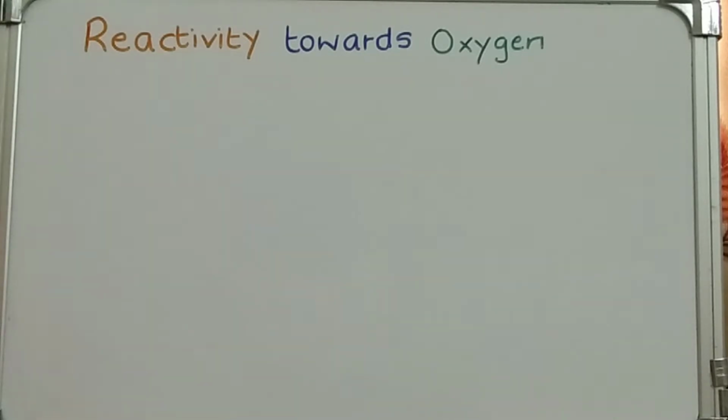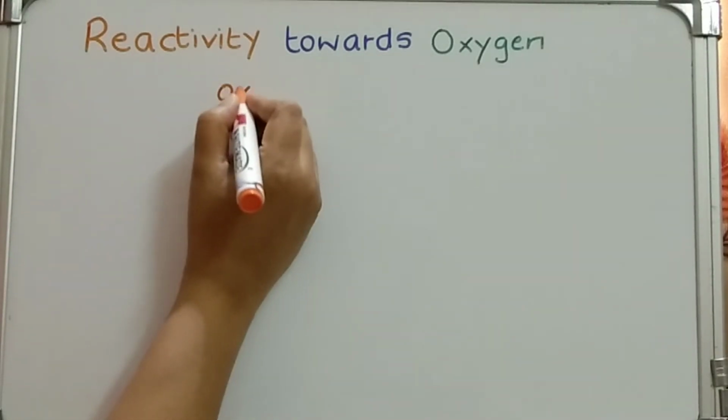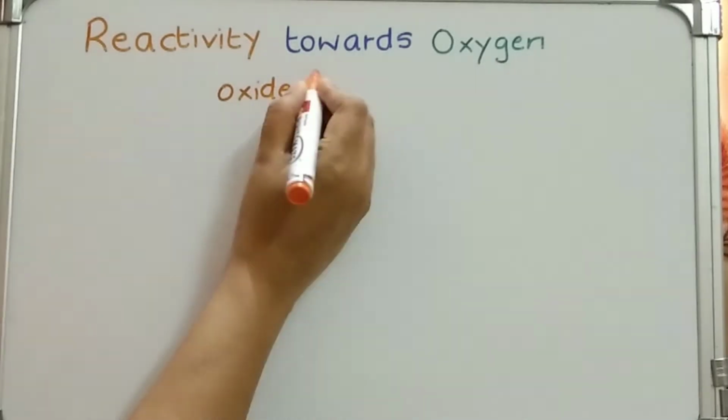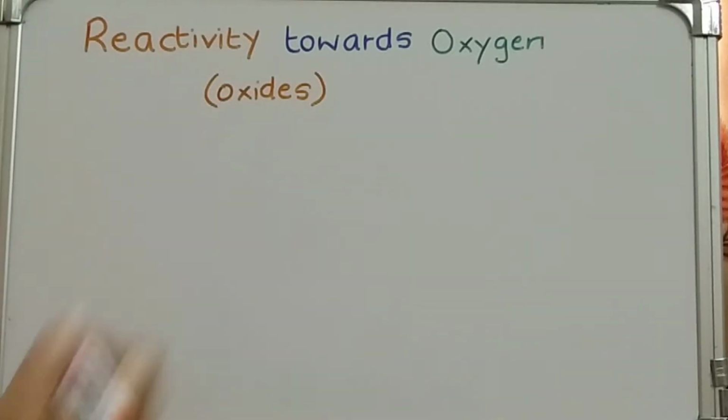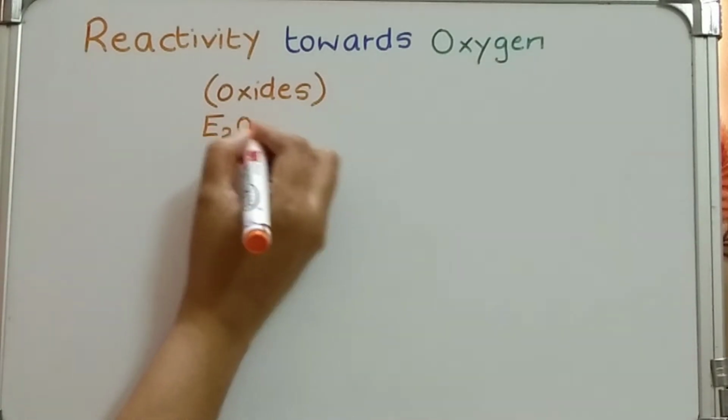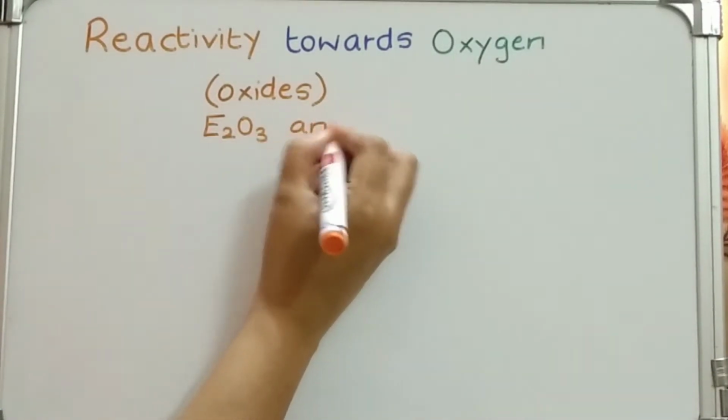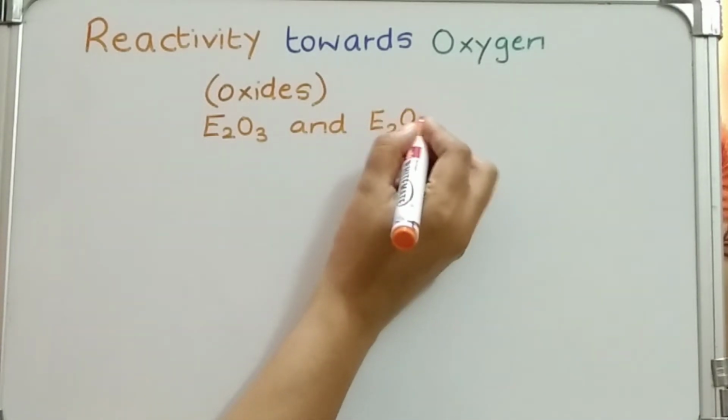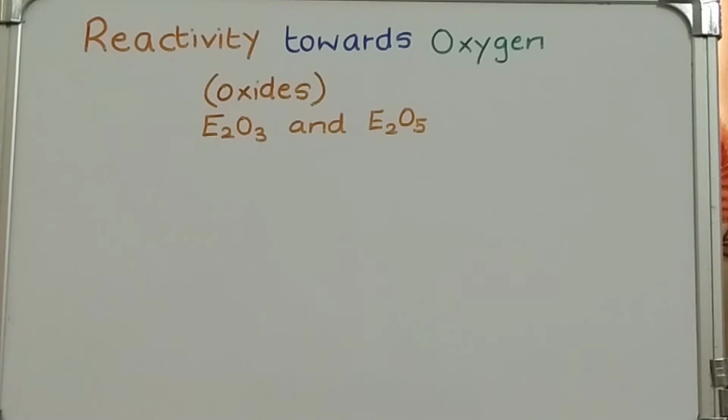So we have the next topic, chemical property, that is reactivity towards oxygen. When group 15 elements react with oxygen, they form oxides. They form oxides of E2O5 type and E2O3 type. Correct? They form oxides of this type, that is trioxide and pentoxide. E stands for the element.